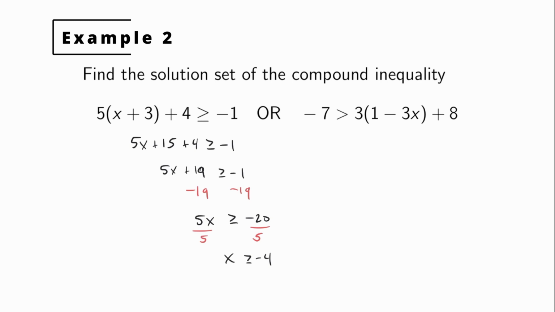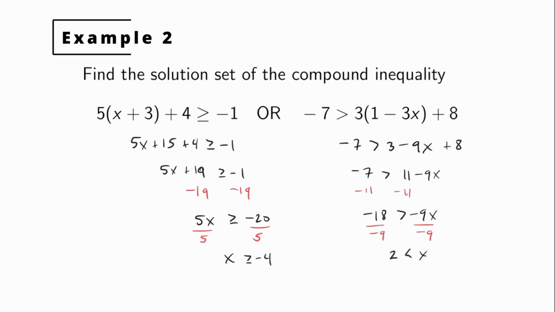And then for the other one, again, we just have to simplify. So we get negative 7 is greater than 3 minus 9x, once we distribute, plus 8. So this gives us negative 7 is greater than 11 minus 9x. We're going to subtract 11 from both sides. We arrive at negative 18 is greater than negative 9x. We divide both sides by negative 9, and again, we have to change the direction of the inequality. We get 2 is less than x, or you can rewrite it as x is greater than 2.